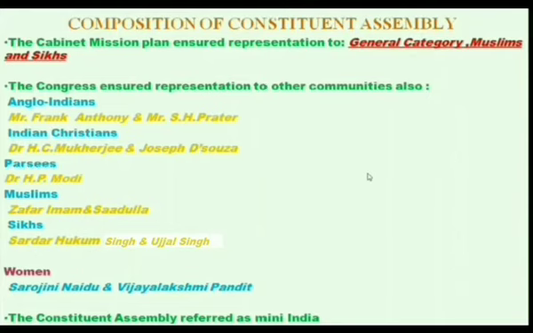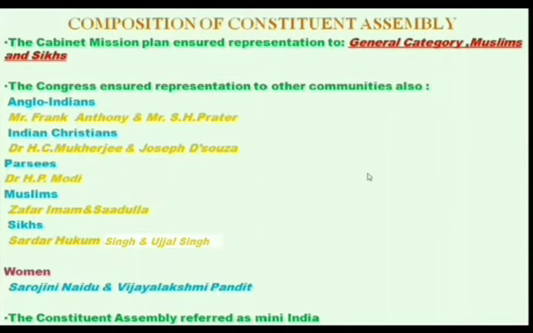The Constituent Assembly was referred to as Mini India as all communities were represented in it. It was the mirror of the nation reflecting the diversity of India. It included members from all sections of Indian society like Hindus, Muslims, Sikhs, Parsis, Indian Christians, Anglo Indians, scheduled caste, scheduled tribe, and women. The Anglo Indians were represented by Mr.